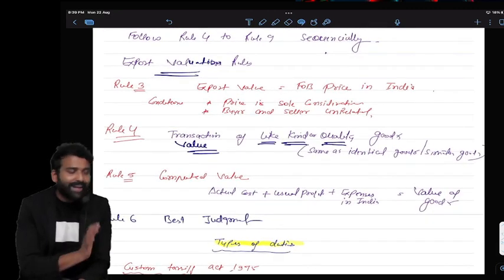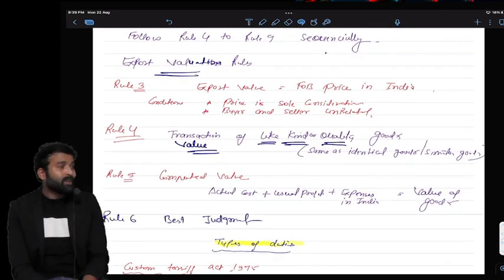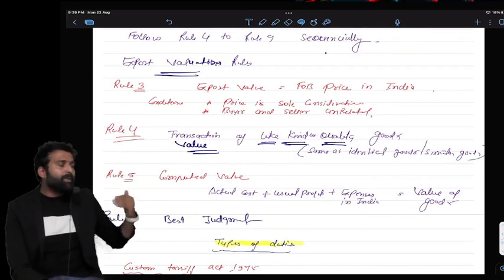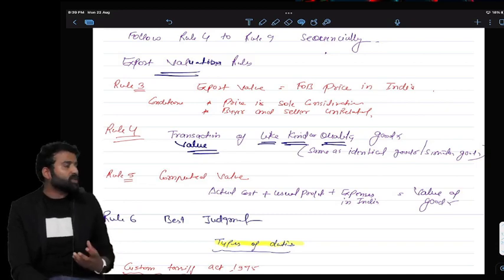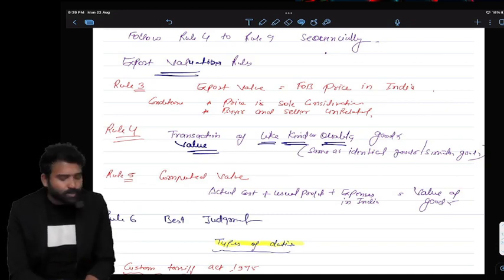This is how we will value the export goods. So this is the complete brief of the chapter valuation. We have discussed all the import valuation rules. We have discussed all the export valuation rules.